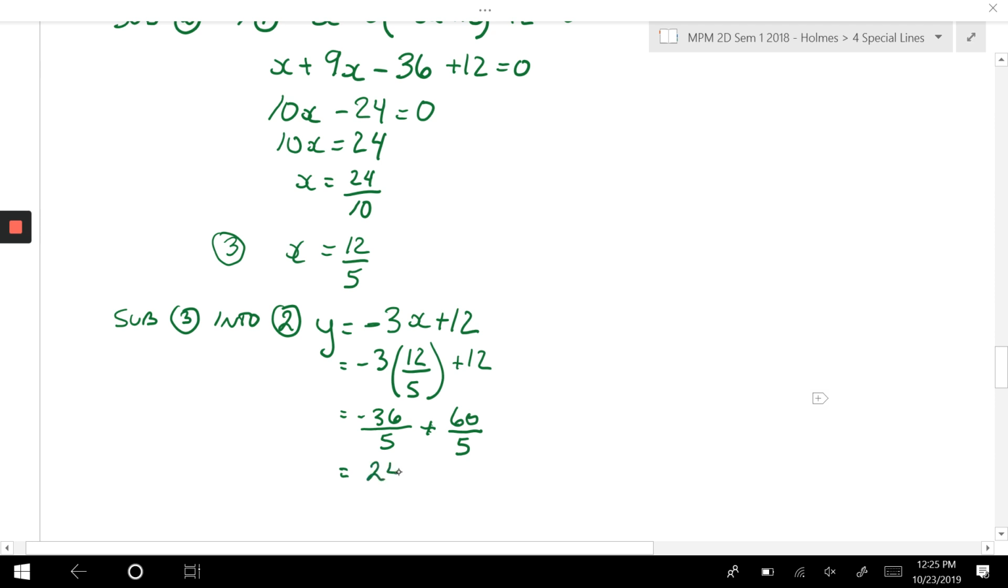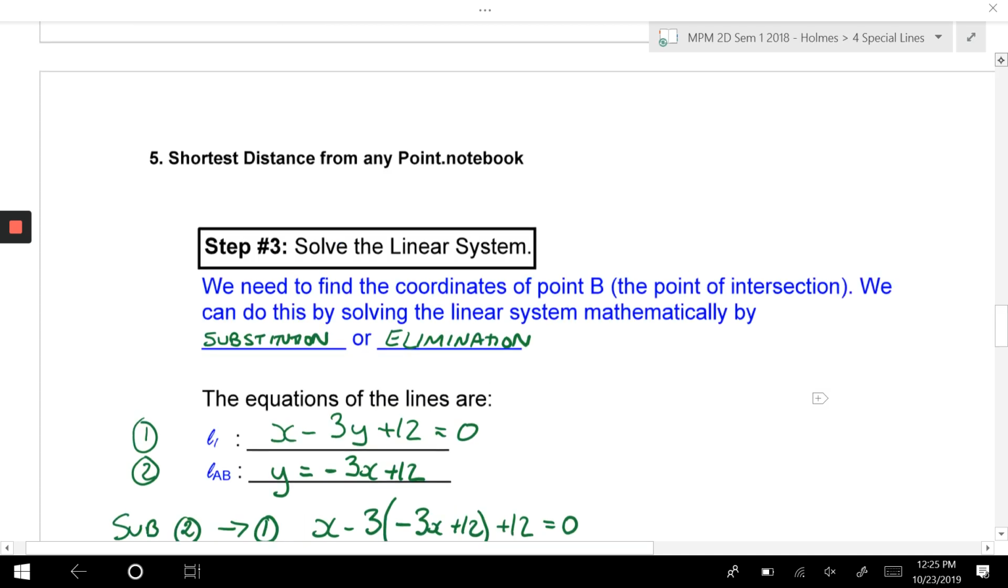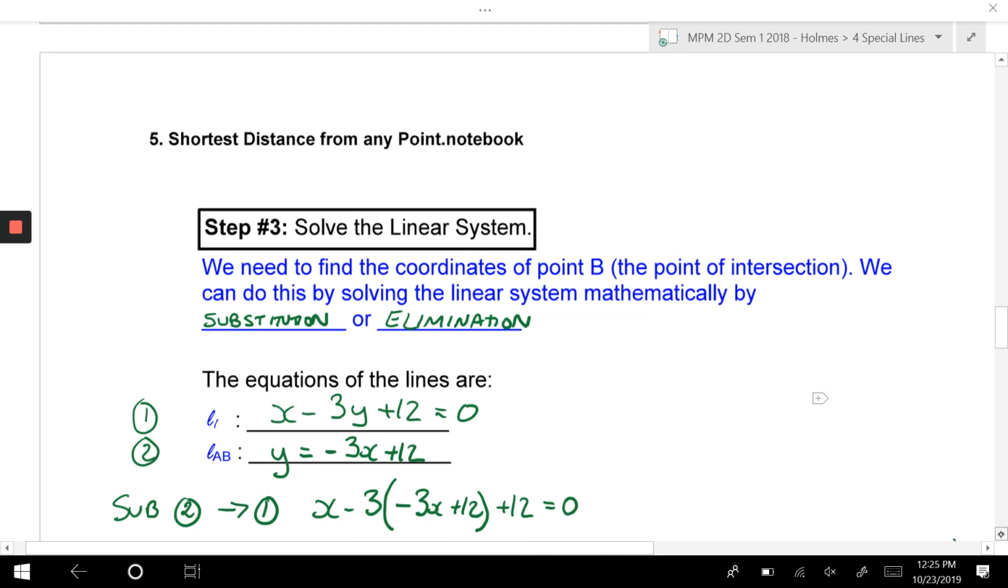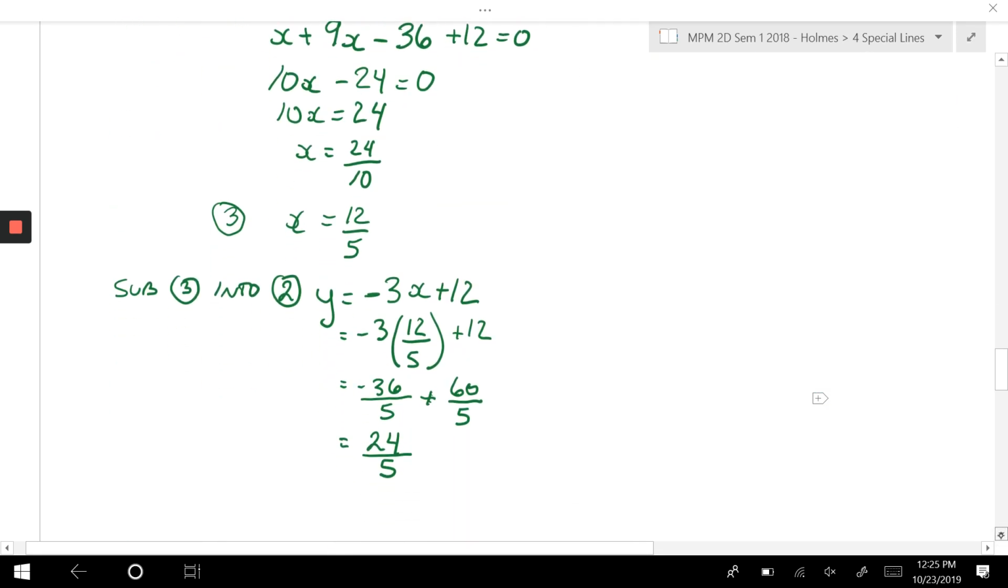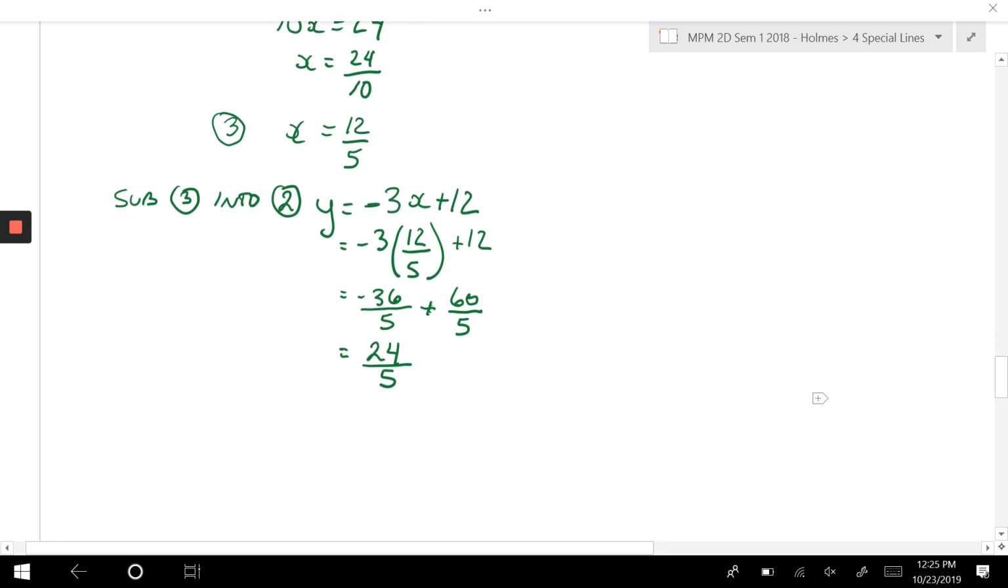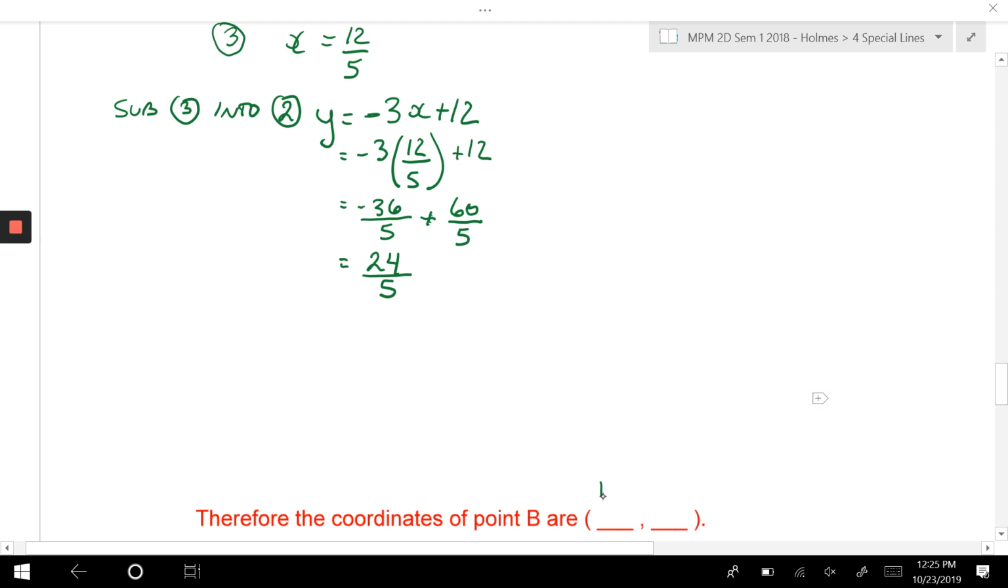Negative 36 plus 60, positive 24 over 5. So this was finding my point of intersection, which if we go back to our graph, I think we labeled B. My point of intersection B, therefore the coordinates of point B are 12 over 5 and 24 over 5.